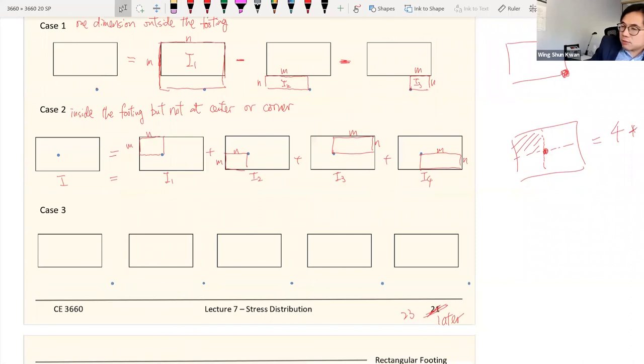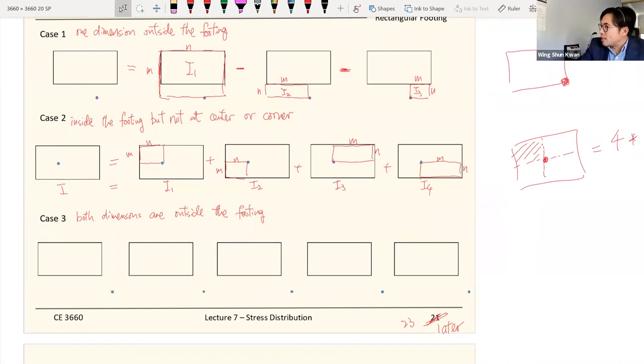The third case is where both dimensions are outside of the footing. With both dimensions outside of the footing, using superposition, how would you find the I values? That's the question. I only list out three cases over there when you go to practice. Okay, so let me work on case number three. This will be the interesting one, where both M and N are outside the foundation.